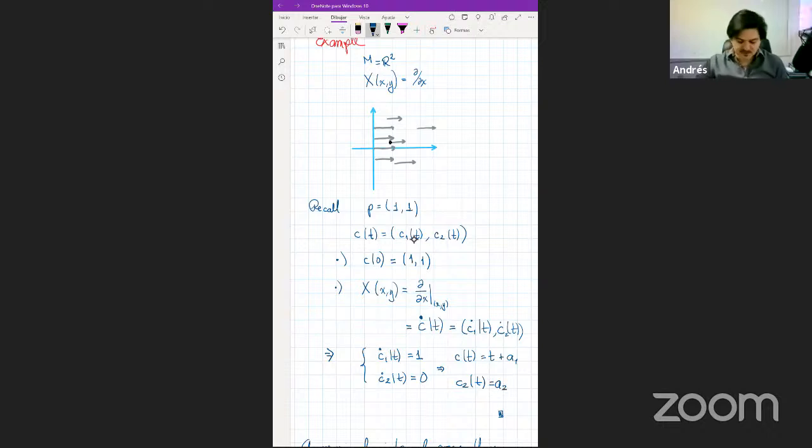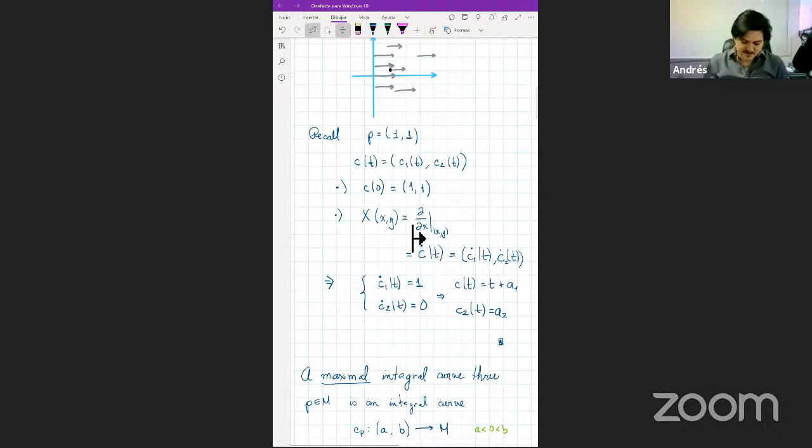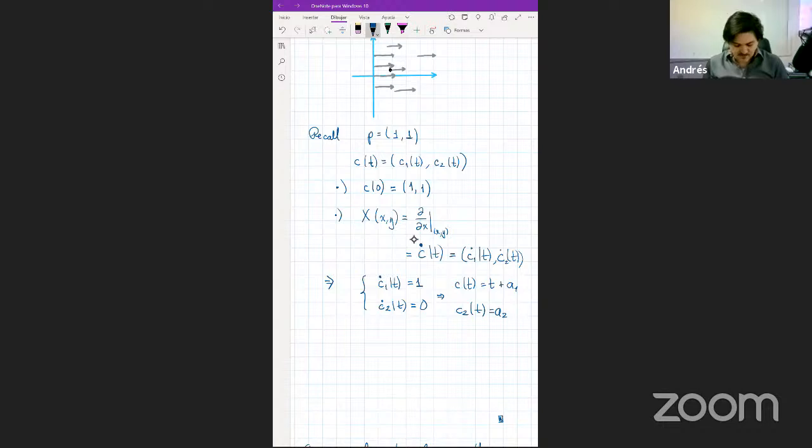But now when you plug in the initial conditions, we get exactly what Salvador was saying. This is (t + 1, 1). Okay, so that's the integral curve of the vector field d/dx at the point (1, 1).